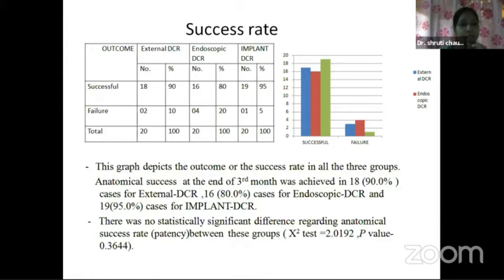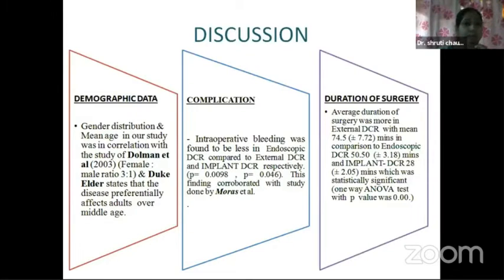The anatomical success rate at the end of the 3rd month was achieved in 90% in case of external DCR, 80% in endoscopic DCR, and 95% in case of implant DCR. There was no statistically significant difference regarding the anatomical success rate, and the p-value is 0.3644. The demographic data and the complications were in correlation with the studies done by Doyman et al. and Duke Elder. The average duration of surgery was more in external DCR, with a mean of 74.5 minutes, in comparison to endoscopic DCR and 28 minutes in case of implant DCR.